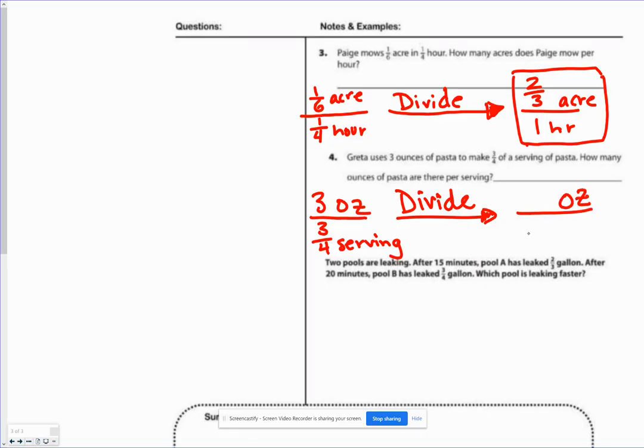I know I have ounces, and I know I'm going to want a 1 on the bottom, and my label is serving. For 1 serving, how many ounces per serving? Well, take your calculator out if you haven't. Divide 3 divided by 3/4, and you should get 4 ounces per serving.